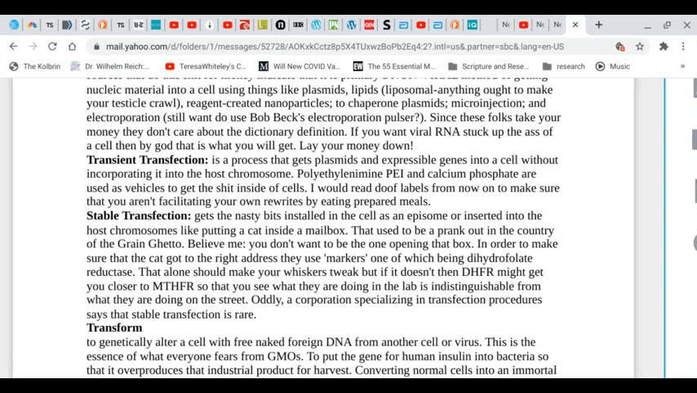Polyethylenimine, PEI, and calcium phosphate are used as vehicles to get this stuff inside of cells. I would read food labels from now on to make sure you aren't facilitating your own rewrites by eating prepared foods.